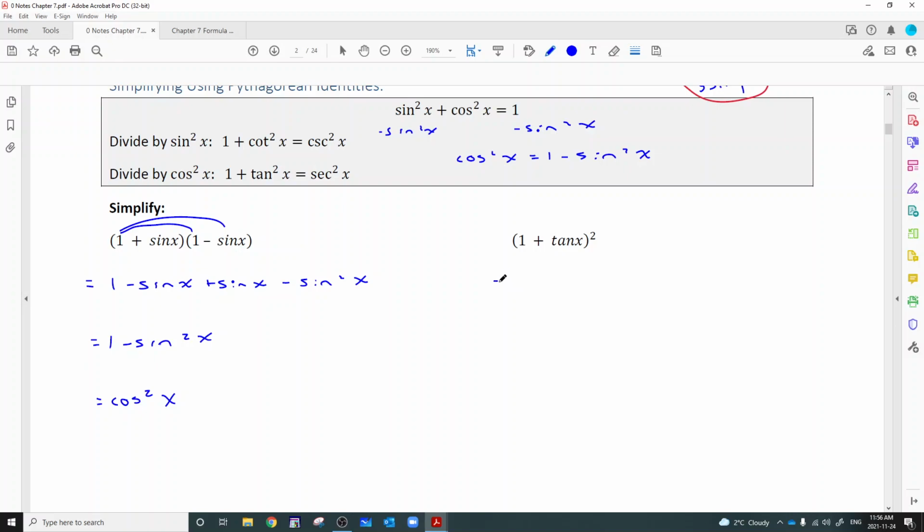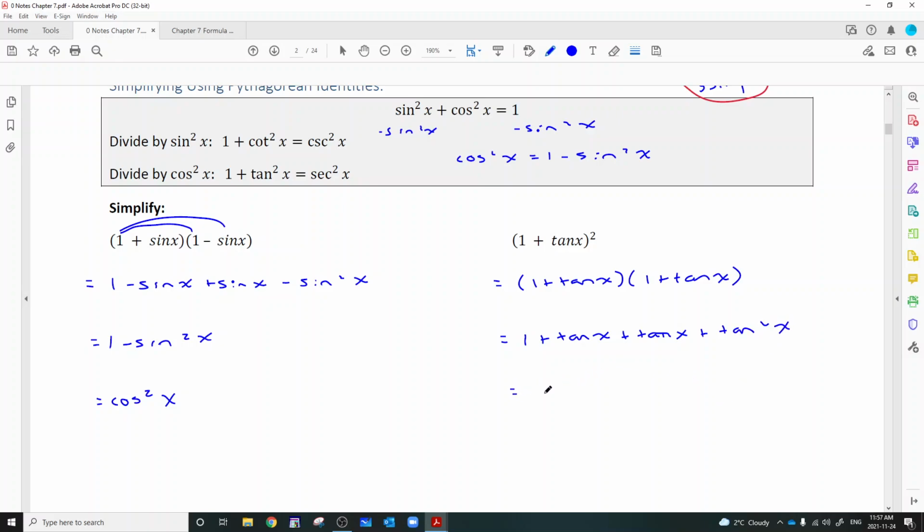Hopefully you paused it and you're coming back. The first thing I'm going to do is realize that this entire binomial is getting squared. So you cannot distribute the squared because it's actually the entire bracket that's getting squared, which means times by itself. So I'm going to write it as 1 plus tan x times 1 plus tan x. 1 times 1 is 1. 1 times tan x is tan x. And then I'm going to distribute the tan x. Tan x times 1 is tan x. And tan x times tan x is tan squared x.